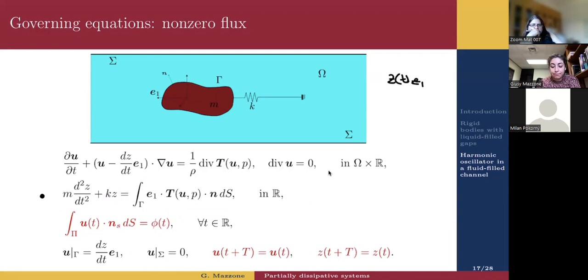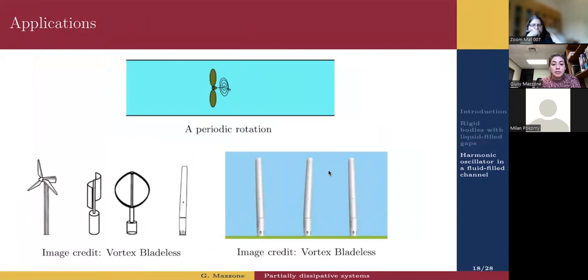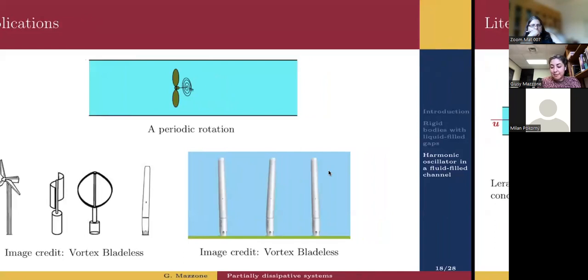The applications we have in mind are basically for energy harvesting, because at least according to this company, resonance, and by resonance I mean lack of periodic solutions, and so basically oscillations whose magnitude increases with time, can or may be used for energy harvesting. So basically for renewable energy, and these are just some of the examples. So now the question is, does it happen or not, that we have or we don't have periodic solutions?